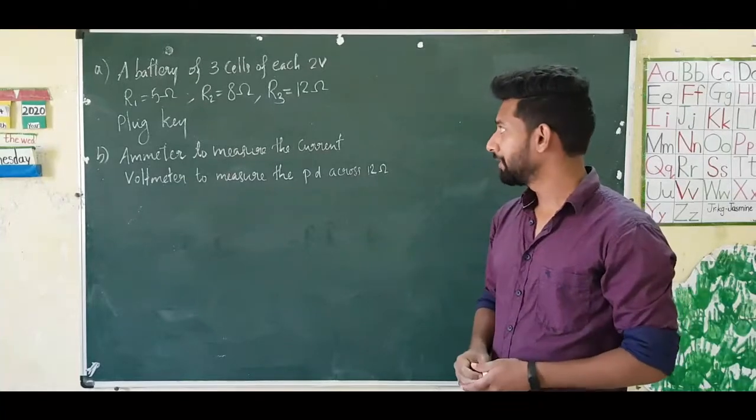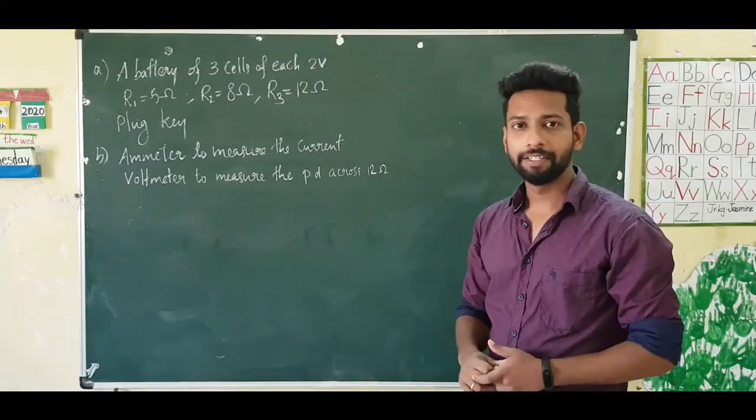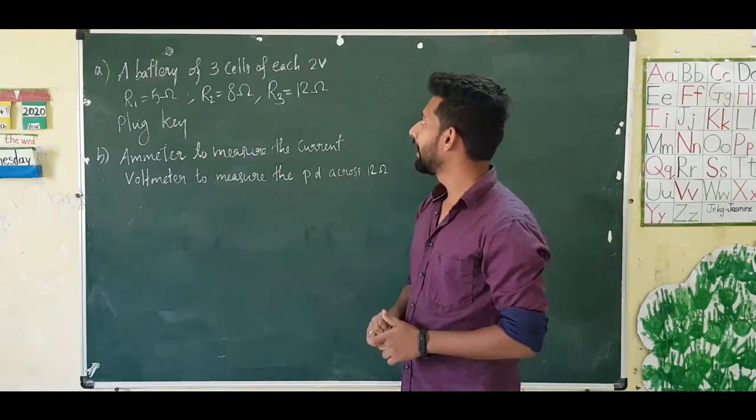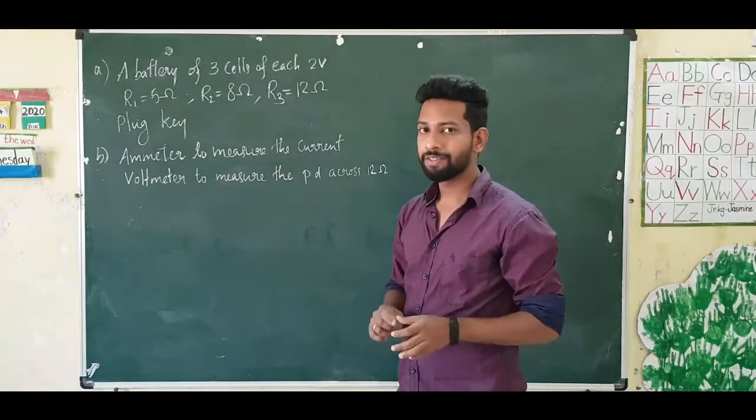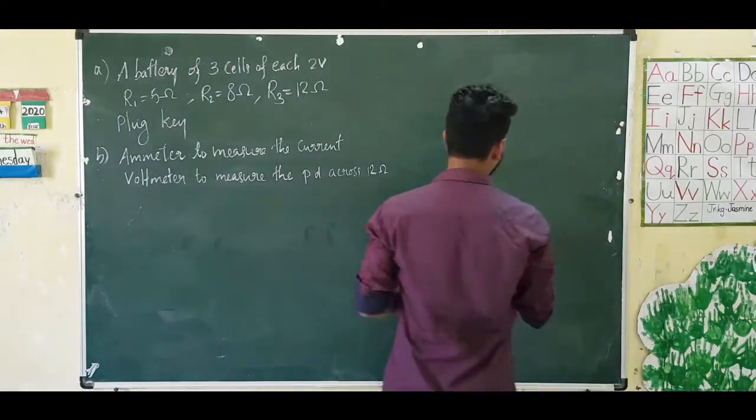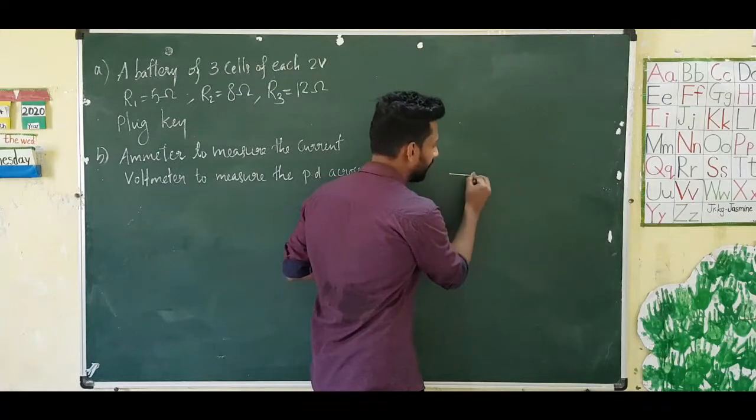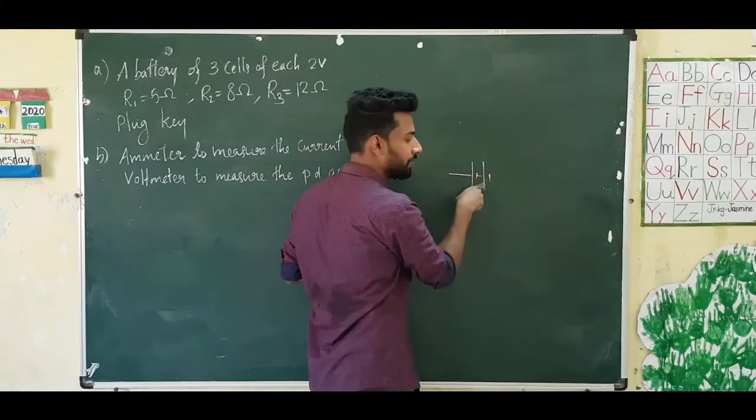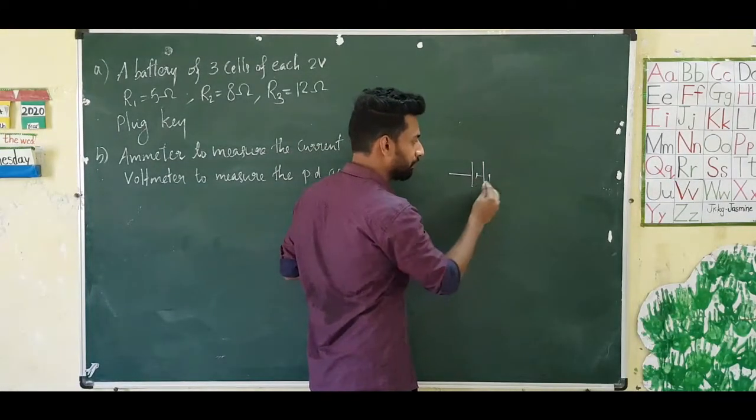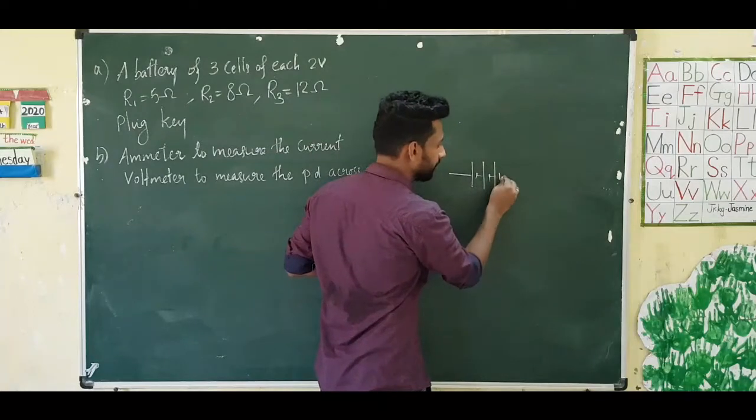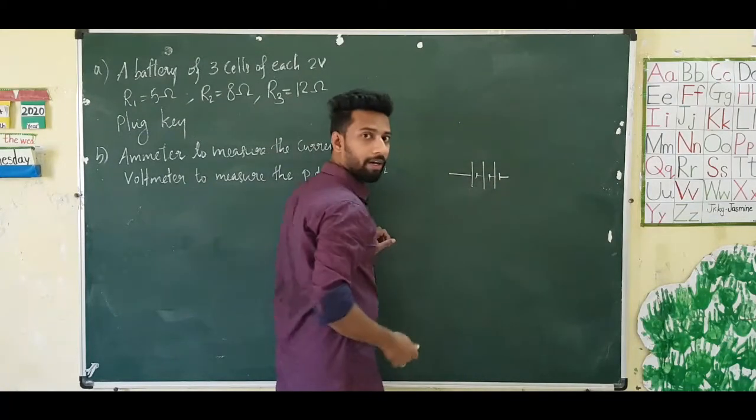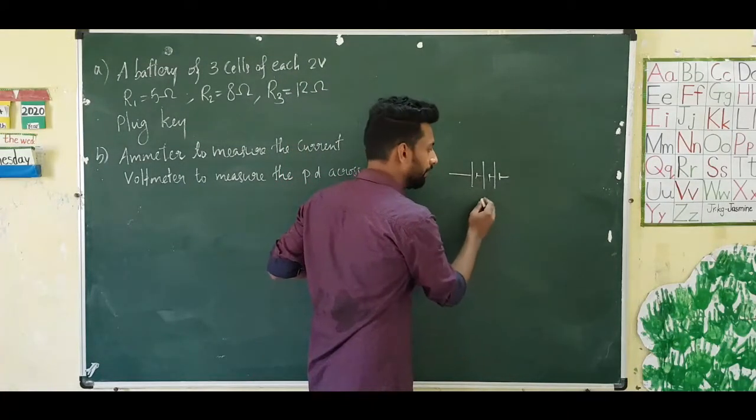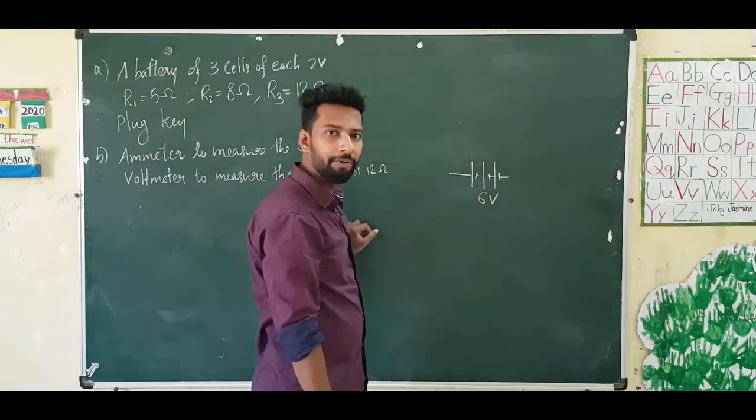In the first part of this question, we have to draw the circuit diagram. Here they have given a battery of 3 cells of 2 volt each, so we have to draw a battery. I am going to draw the first cell. Then we need one more cell: connect the positive terminal of the second cell to the negative terminal of the first one. Again we connect one more cell. So what will be the total potential difference of the battery? That will be 2 plus 2 plus 2, which is 6 volt. Is it clear how to draw the battery?